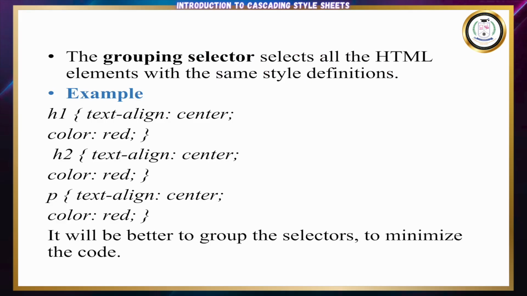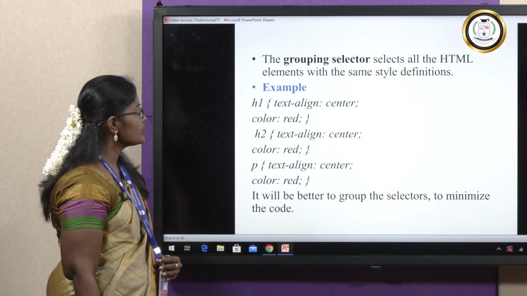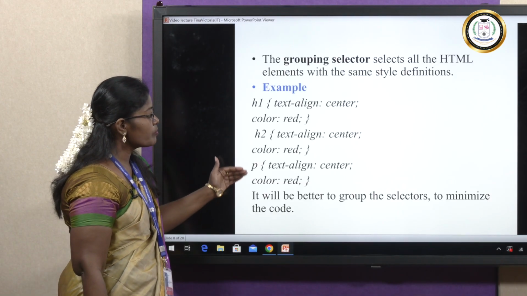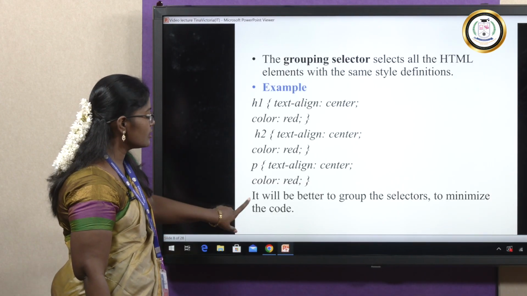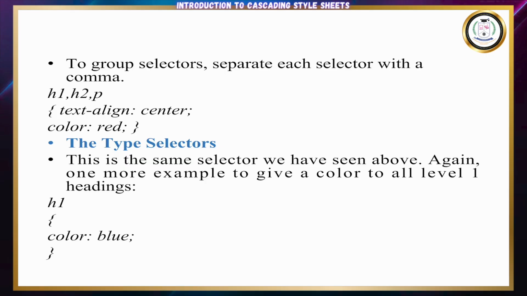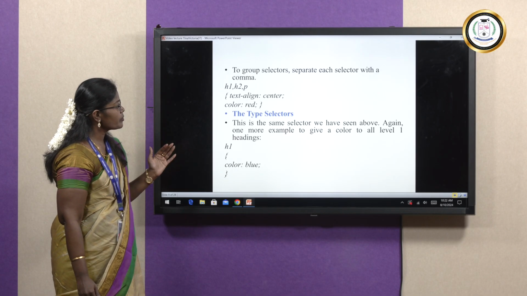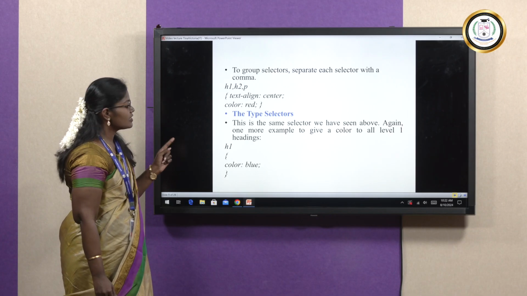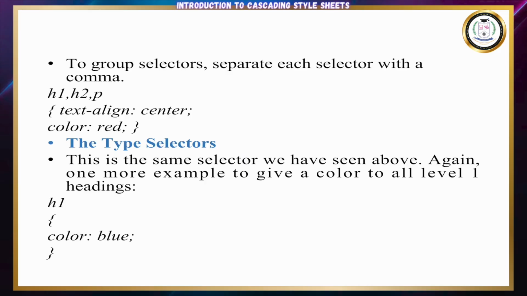Next, the grouping selector. We have several; see this example, it has an H1 tag, H2 tag and paragraph tag. Each has a text-align property with the value center and color red. So all these have the same properties, and it will be better to use the grouping selector. To group selectors, separate each selector with a comma: h1, h2, p have the same properties like text-align center and color red. So we can group them by using a comma.